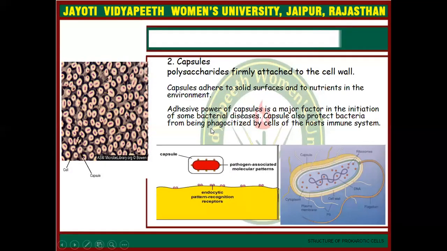The second one is the capsule. These capsules are made up of some protein molecules, they may be lytic enzymes. Here we can find it. This is the cell wall, and the capsule is here. It is attached to the outermost layer of the cell wall, very firmly.